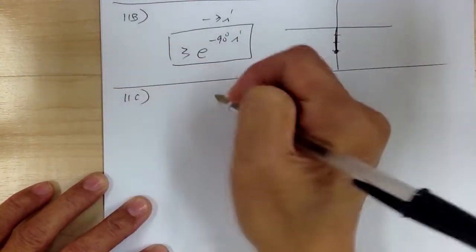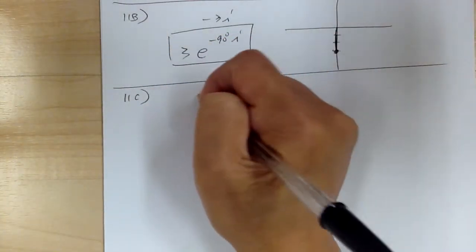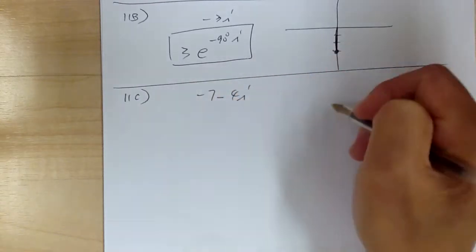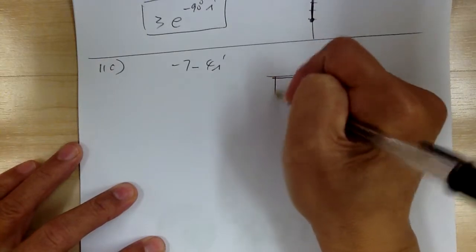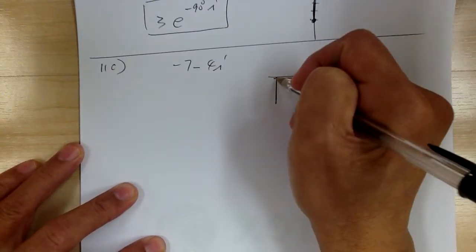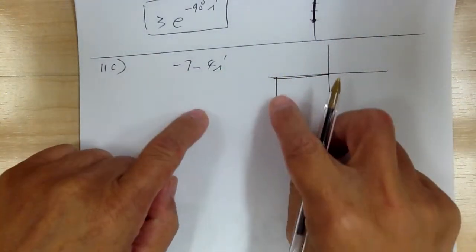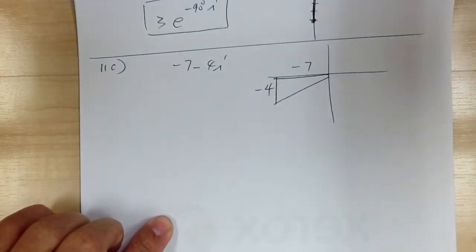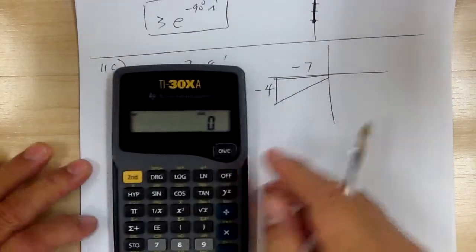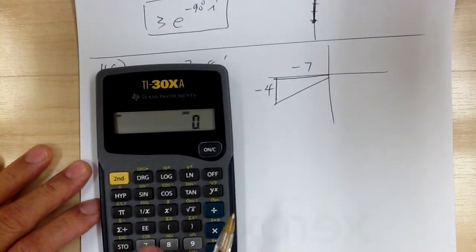Okay, let's go to 11c. You have negative 7 minus 4i. So you're going to get negative 7, negative 4. You can just draw any length, and you know that this number is smaller than that, so you make this shorter than that. So it'll be negative 7, negative 4. So get your calculator, use your Pythagorean theorem.